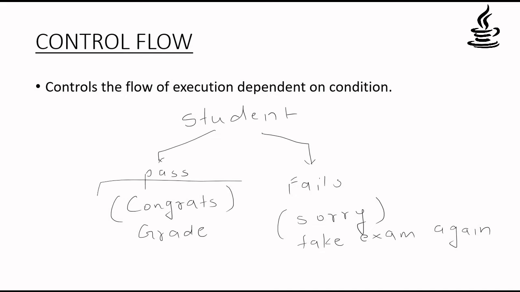So our program will have both definitions. If the student passes the exam, there will be a block of statements which says congrats and gives a grade, and we will also have a block which will only be executed when the student fails the exam, saying sorry, take the exam again. So based upon the condition of whether the student passed the exam or not, the flow or path at which the program goes will be controlled. This is known as control flow in Java.